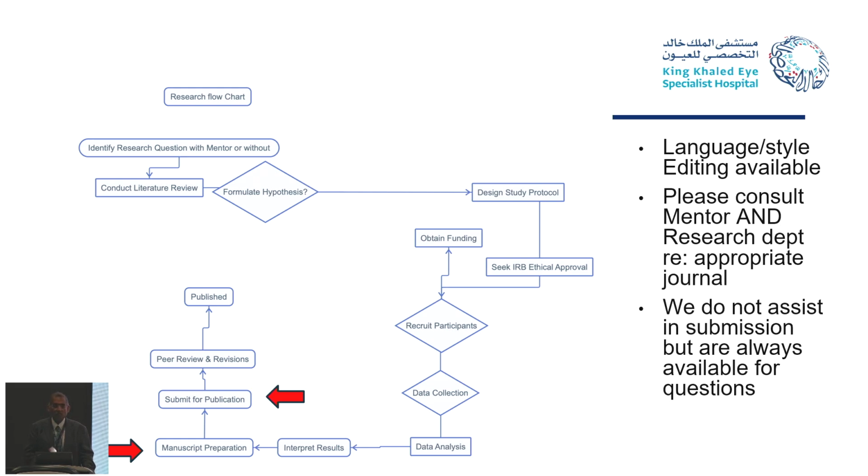We understand that most of you, English is not your first language, and so I think it's important that you utilize that resource. You might have the best data in the world, but if you don't present it correctly, most likely you're not going to get it in the literature, okay? And there you have your mentor and also the research department to help you with resources.